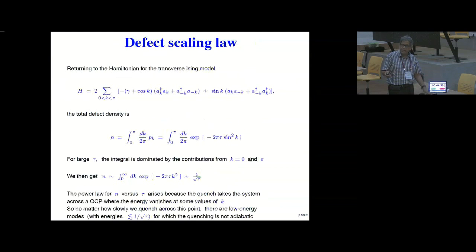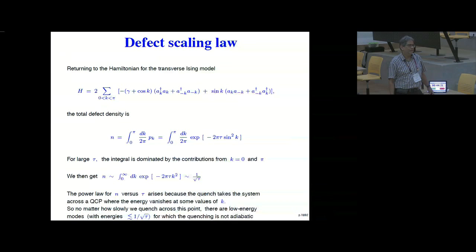So when tau is much larger than the inverse bandwidth, this integral is dominated by contributions from k equal to 0 and pi, because that's where the exponent vanishes. Any other value of k, this is really small; e to the power minus a huge number is really small. So the contributions only come from k equal to 0 and pi. Around those points, you can do an expansion and it looks like a Gaussian integral, with just k squared. You do this Gaussian integral and you get 1 by root tau. So that's the basic result: the scaling of the defect density is 1 by root tau.